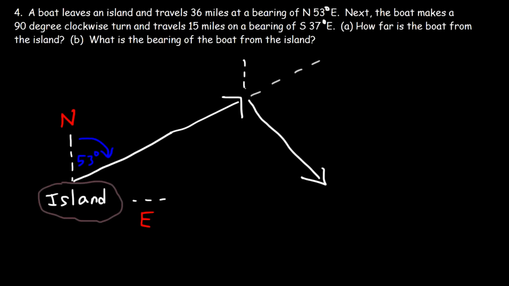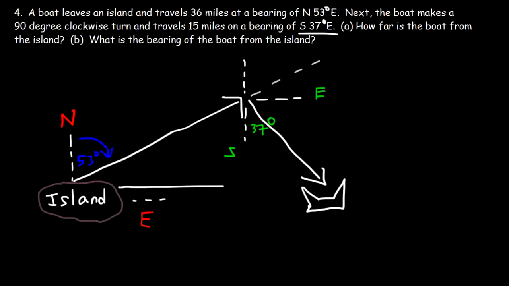Now this is north from his new position, and this is south. His new bearing is south 37 east. So if this is south and this is east, from the south line, he's going to go 37 east. Therefore, this angle here is 37 degrees. How far is the boat, which is currently in this location, how far is the boat from the island? So we got to find x.